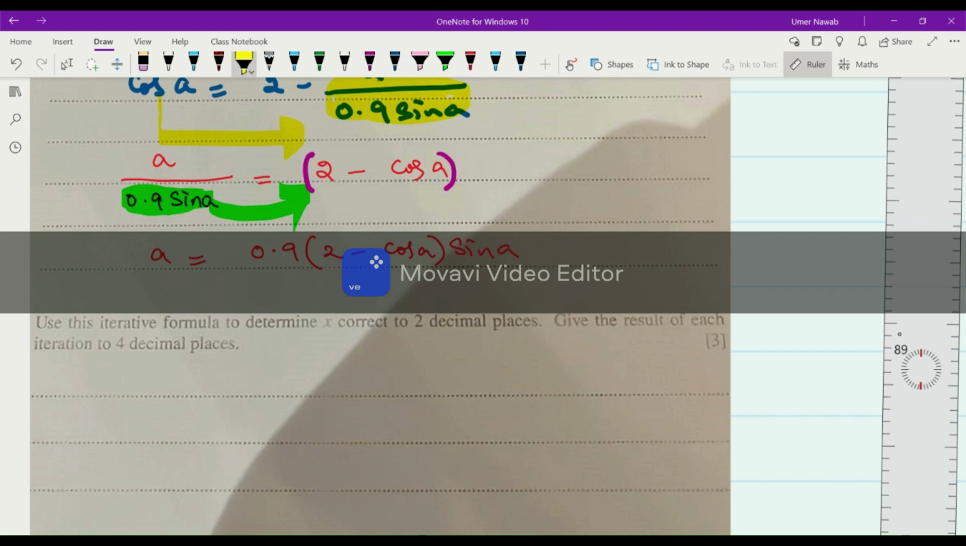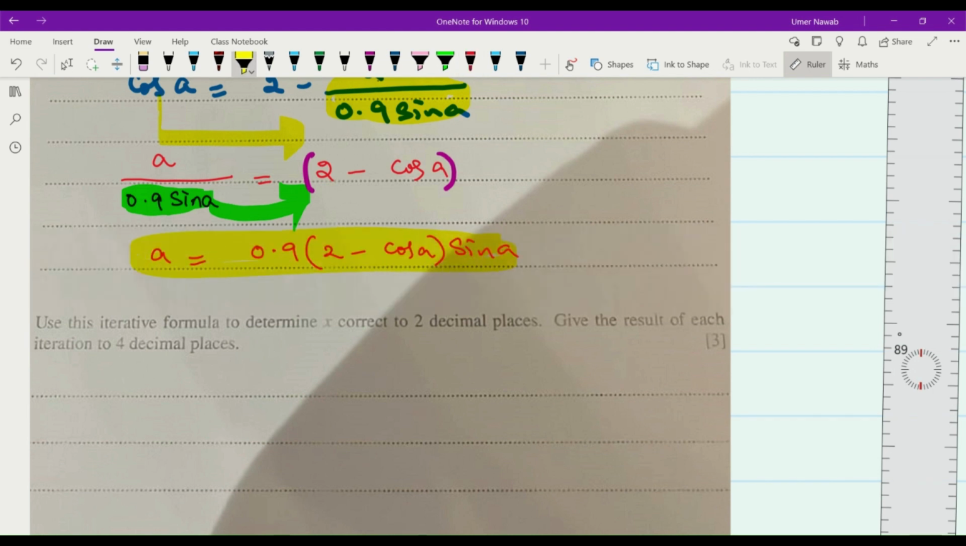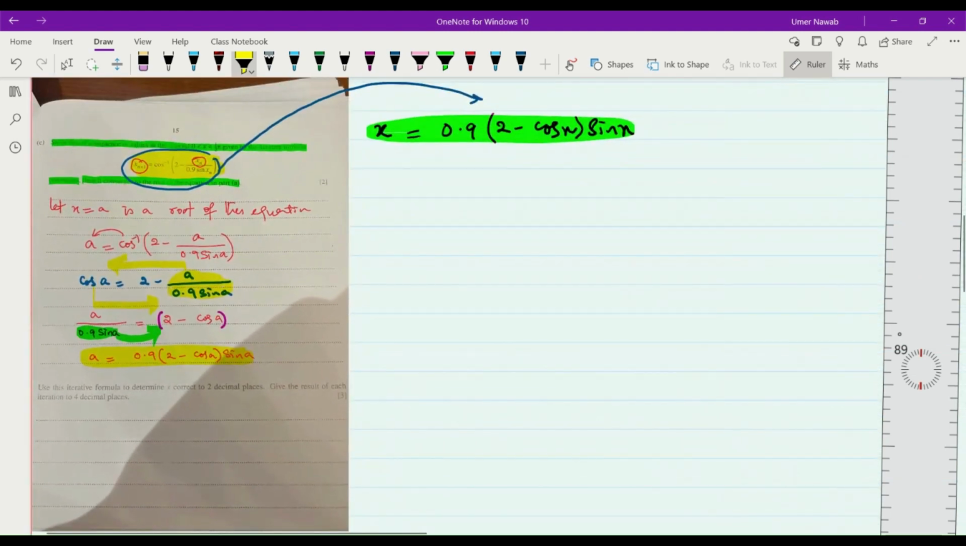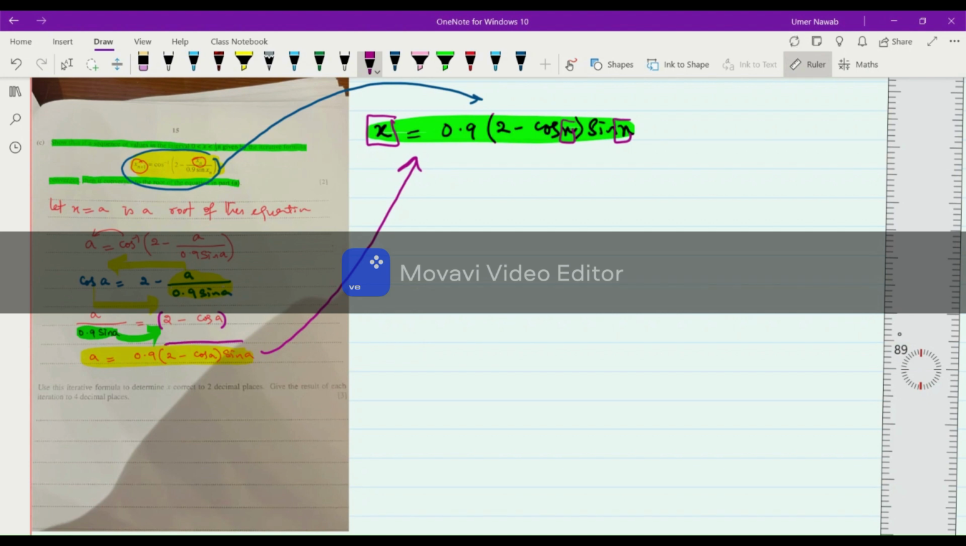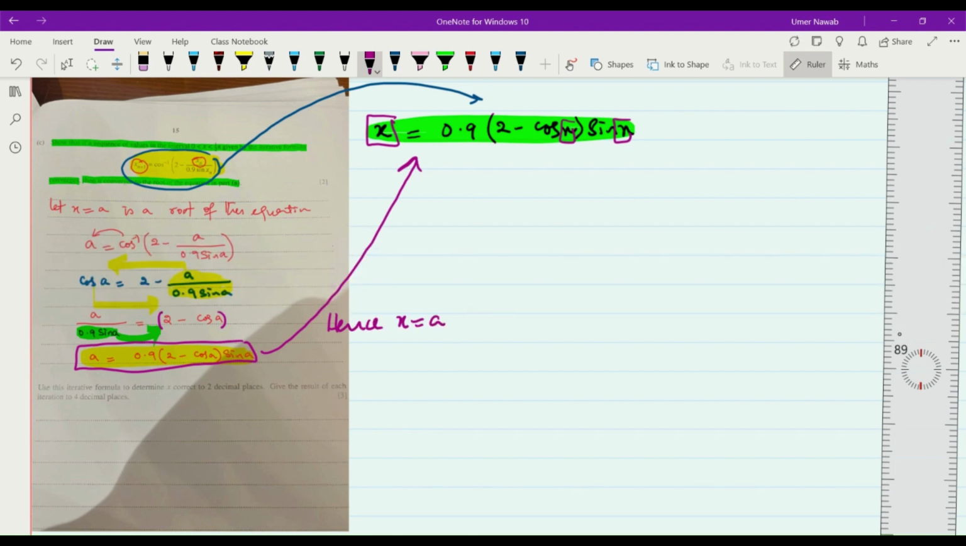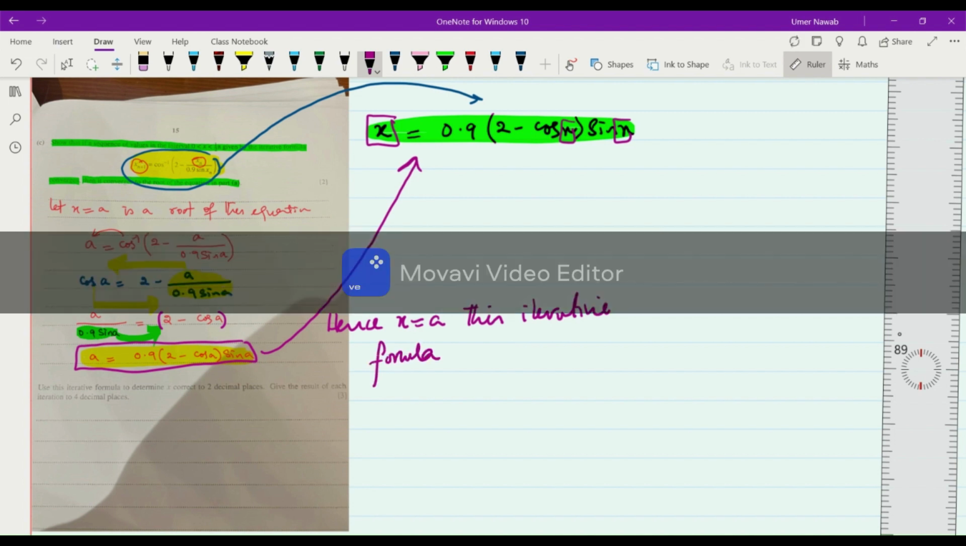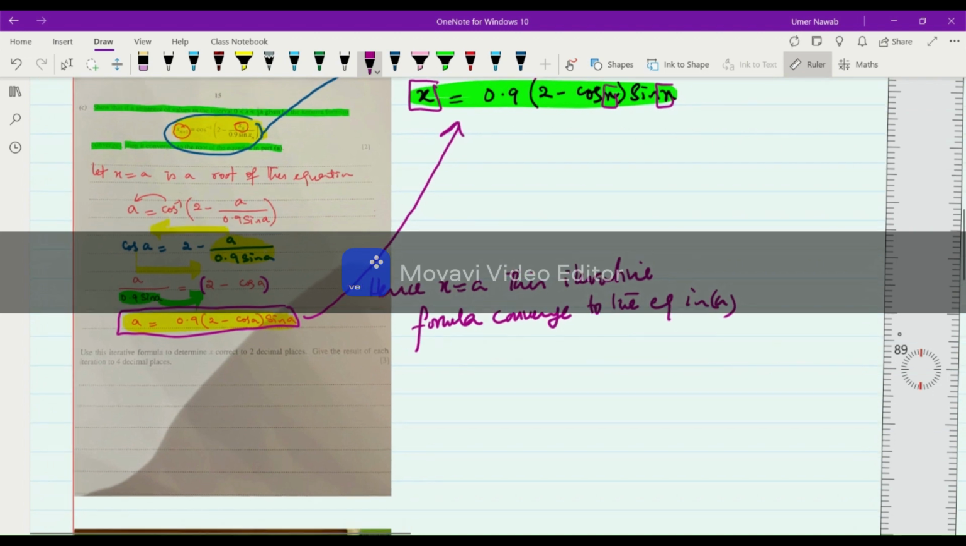Imagine, guys, this equation which we got for the particular value of A is satisfying this equation. So if x equals A is the root of this equation, you will definitely get this equation. So hence at x equals A, this iterative formula converges to the equation in part A, which we derived.